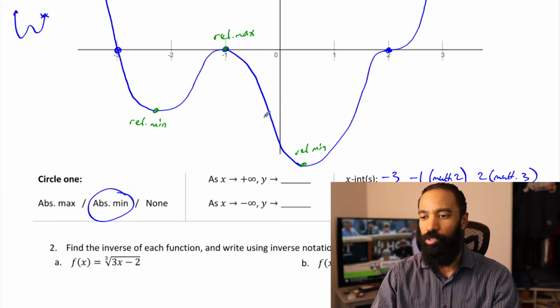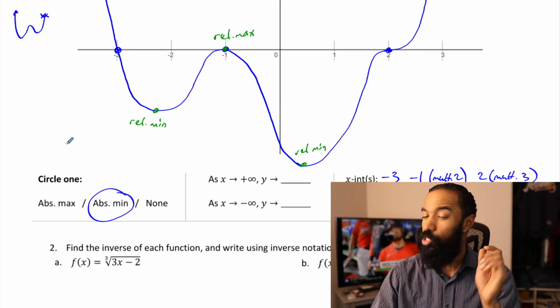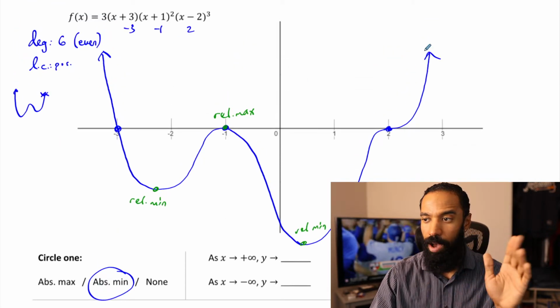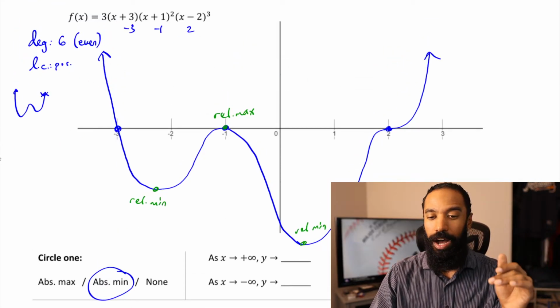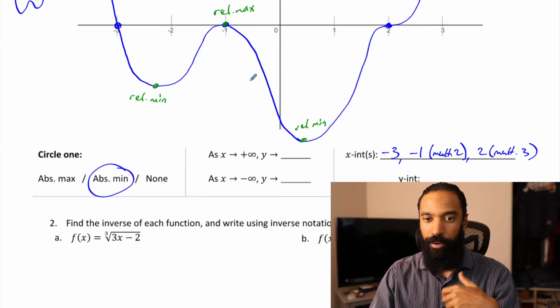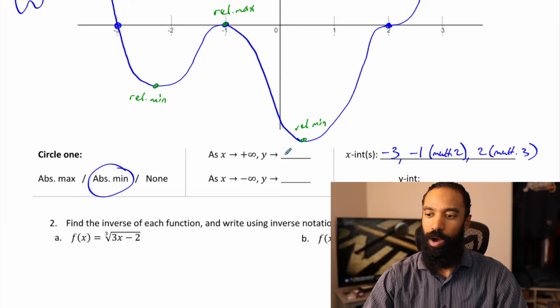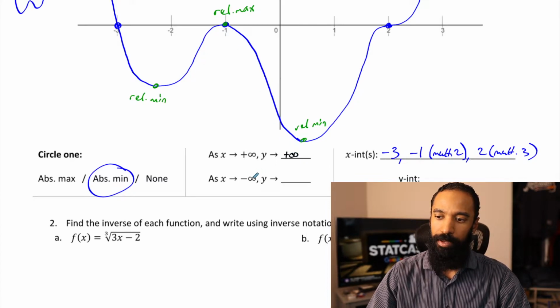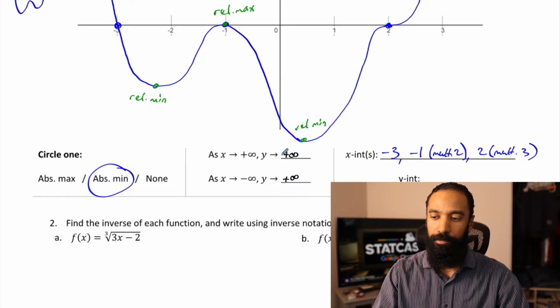I'm just telling you where the absolute min is as far as it bottoms out. There is no absolute max. It goes as high as possible. It goes forever. So there's an absolute min with that. End behavior. As x approaches positive infinity, so does y. Go to positive infinity there. Right and up, and left and up right there. That's the start up, finish up thing.